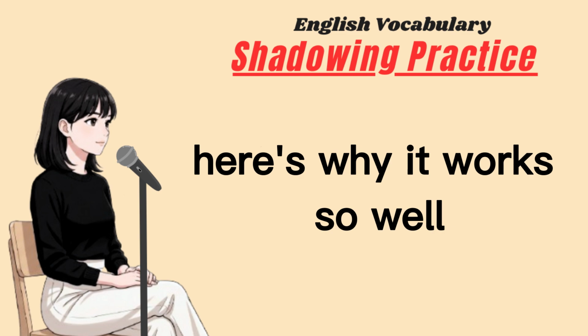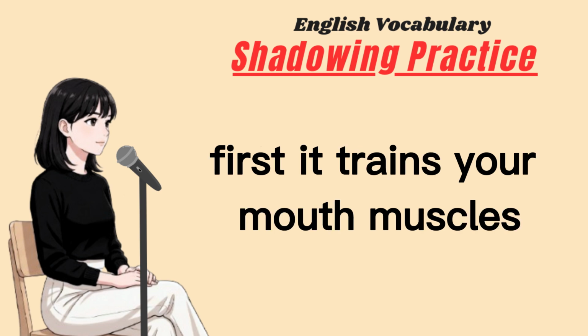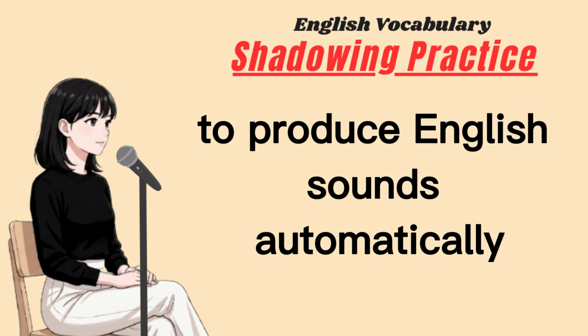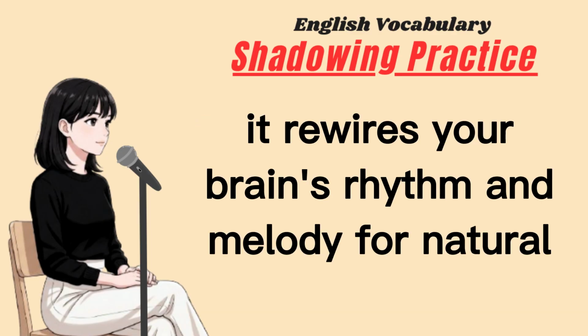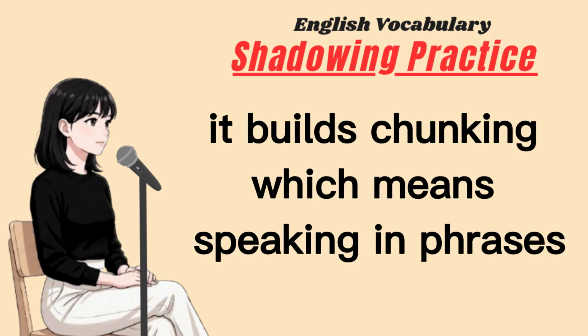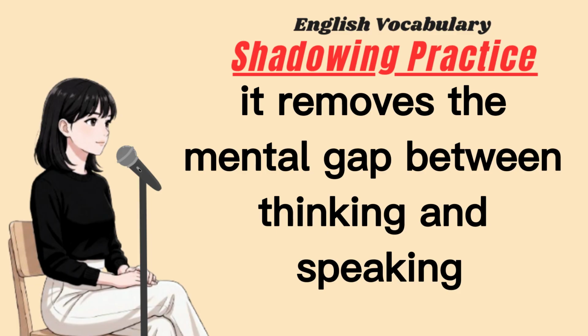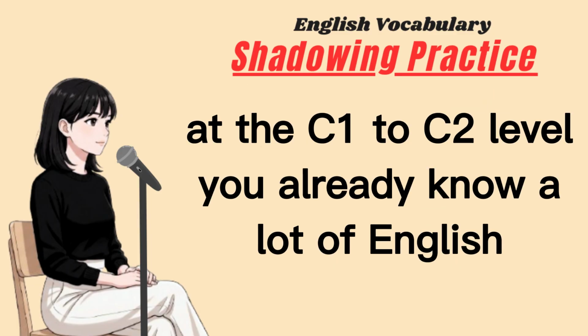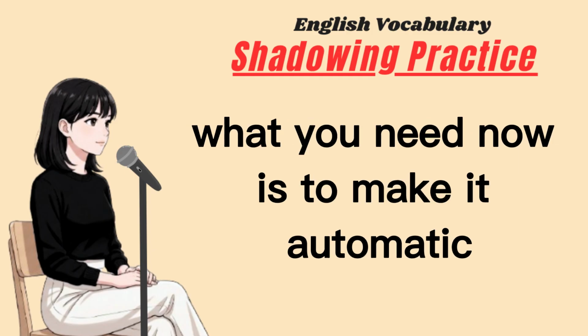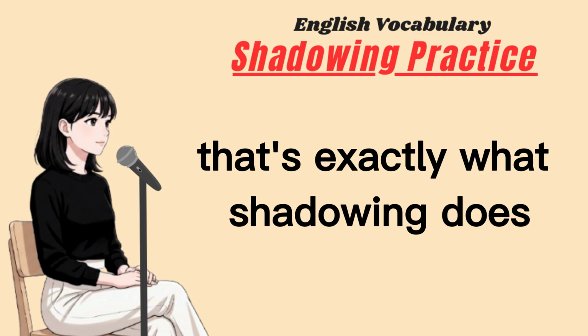Here's why it works so well. First, it trains your mouth muscles to produce English sounds automatically. Second, it rewires your brain's rhythm and melody for natural speech. Third, it builds chunking, which means speaking in phrases, not word by word. And fourth, it removes the mental gap between thinking and speaking. At the C1 to C2 level, you already know a lot of English. What you need now is to make it automatic. That's exactly what shadowing does.